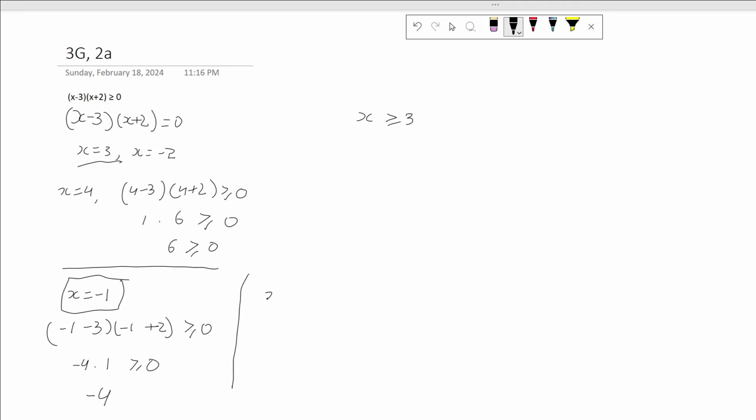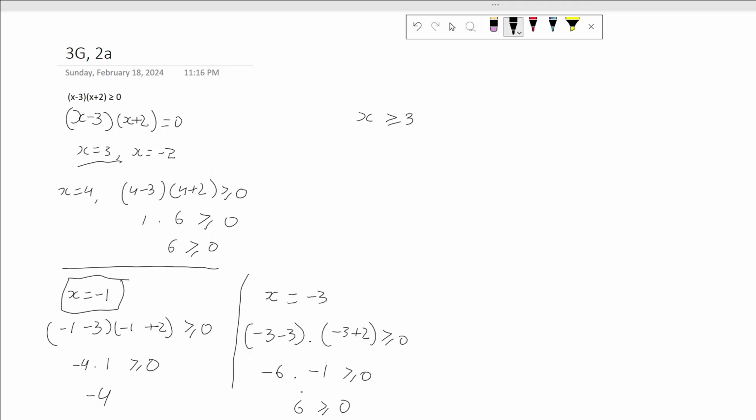So now we substitute the values again and see if our inequality is satisfied or not. So we have (−3 − 3)(−3 + 2). Is this value greater than or equal to 0? Let's check. So −6 times −1 is greater than or equal to 0. So this one gives us 6. So 6 is obviously greater than or equal to 0.